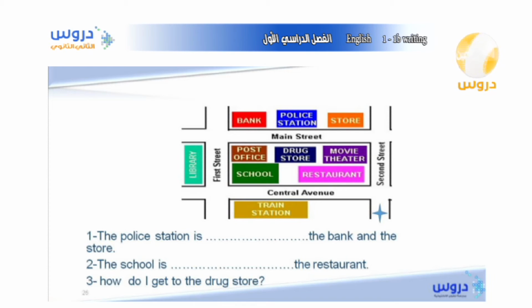The police station is between the bank and the store, which is totally right. And the school is next to the restaurant. Beside and next to are almost the same. Okay? Good job. Any questions up to now? Any questions about directions? Okay, sounds great.